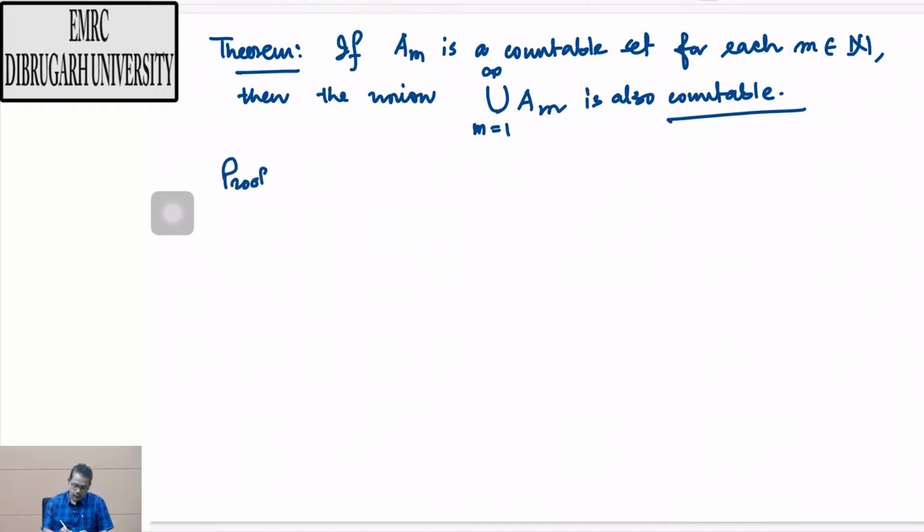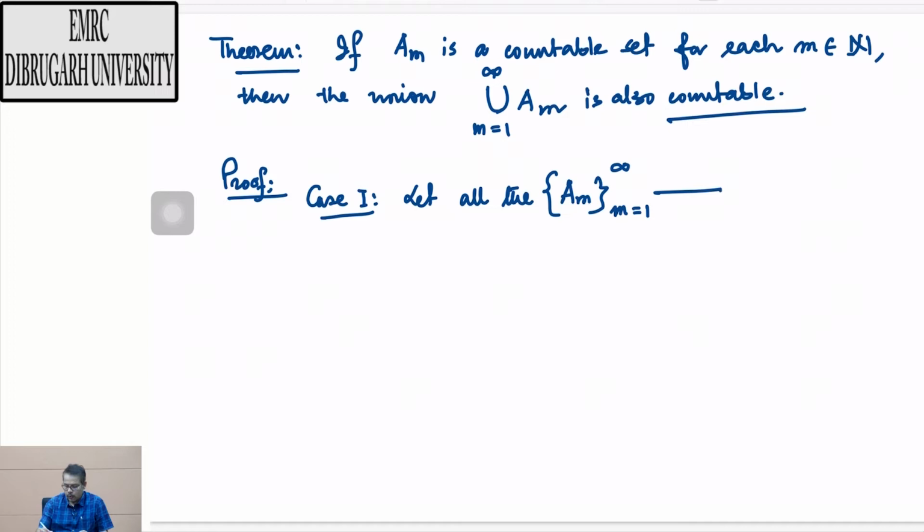The proof of this theorem goes exactly in the same manner as that of showing that N cross N is a countable set. Here the first thing is, there are two cases. Case 1: let all the A_m's be mutually disjoint.